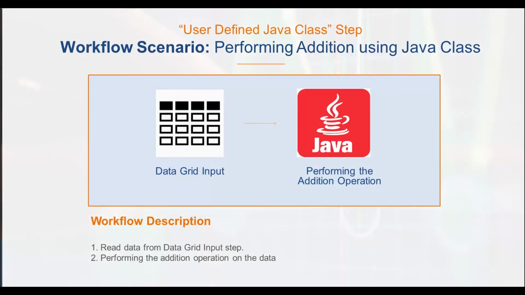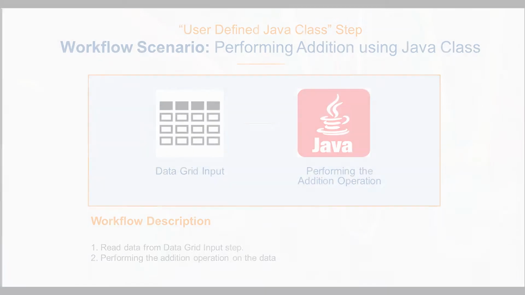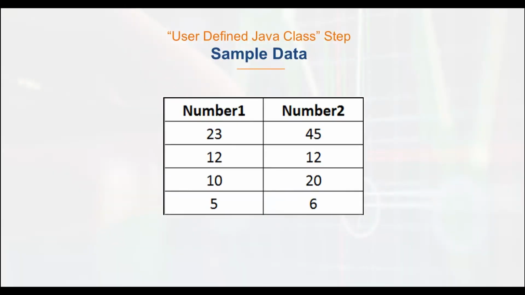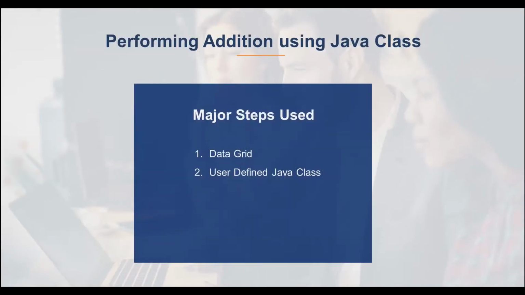Let's see an example. Here is our workflow scenario. We'll read input data from data grid input step, then perform the addition of two numbers. Finally, we'll see the output in preview data and logging tab. This is the sample data we are going to work with. We have two columns as number 1 and number 2, in which we have 4 pairs of numbers. These are the major steps used in the workflow: data grid, user-defined Java class. Now let's start with the workflow implementation in Process Studio.